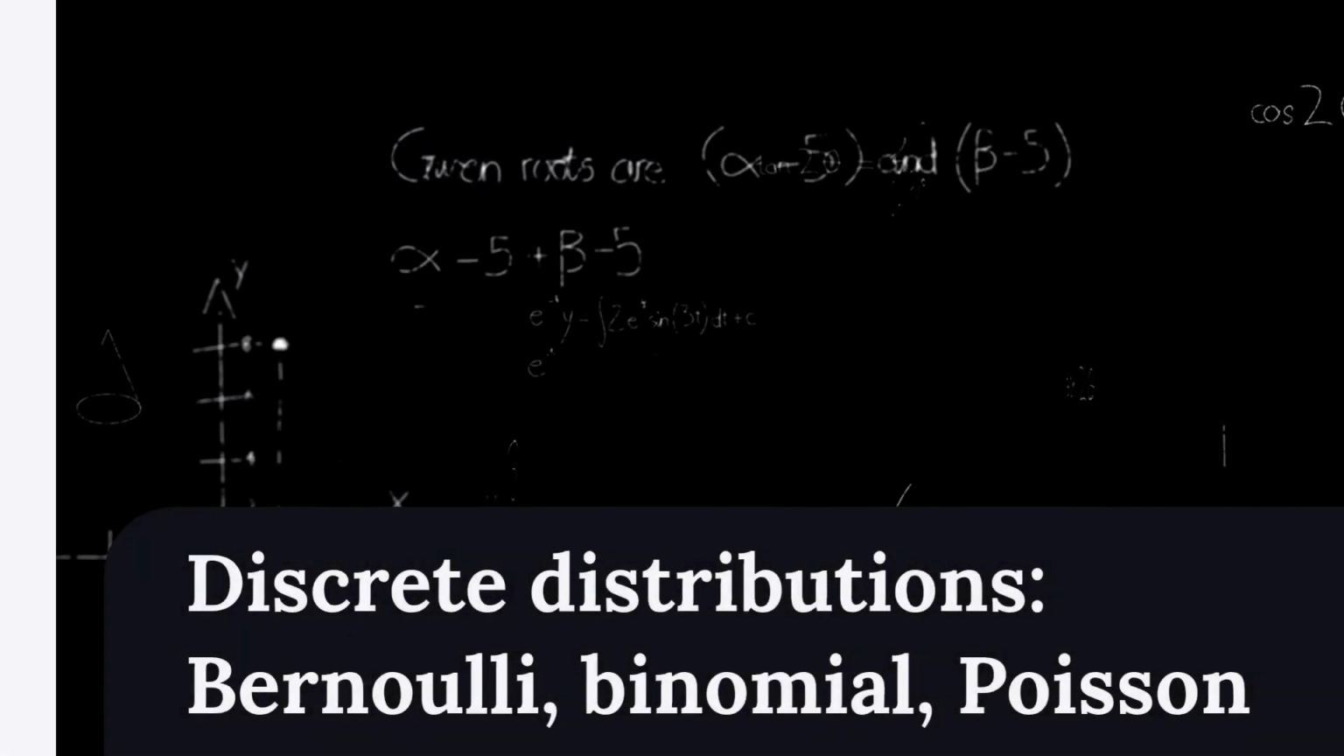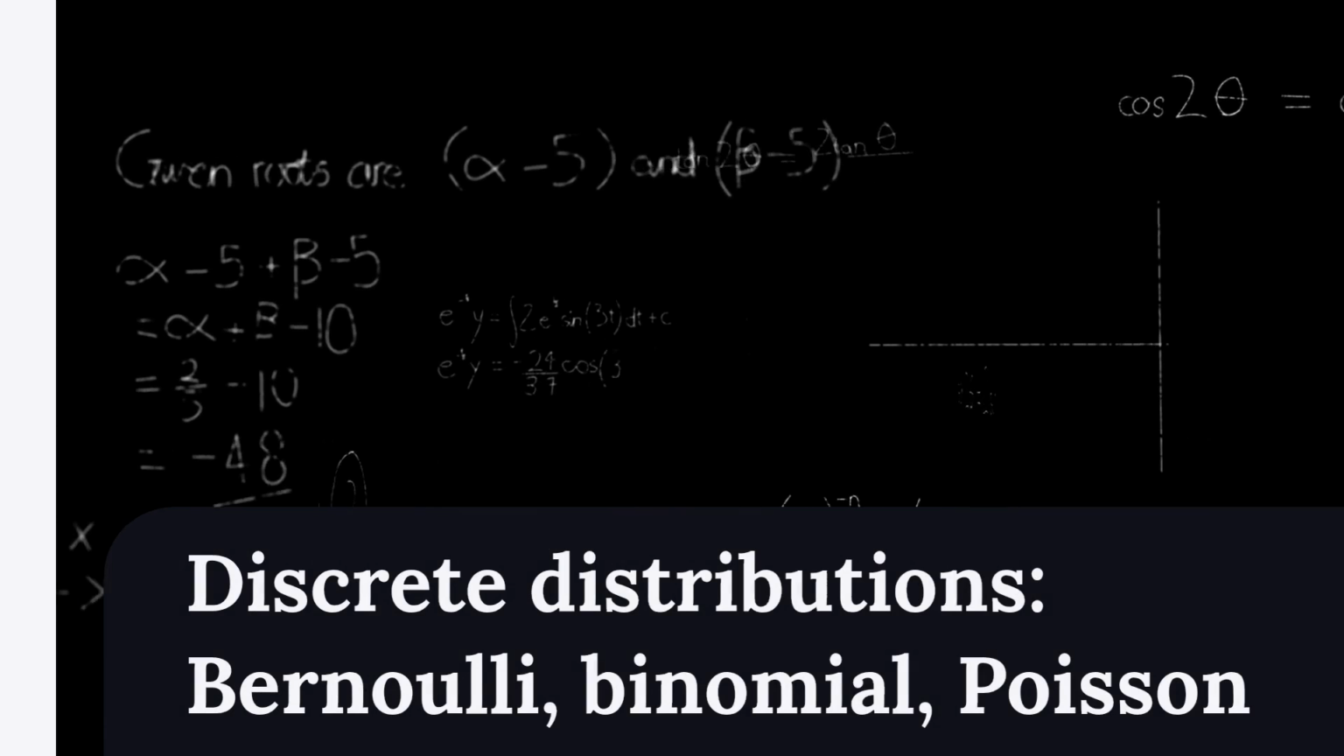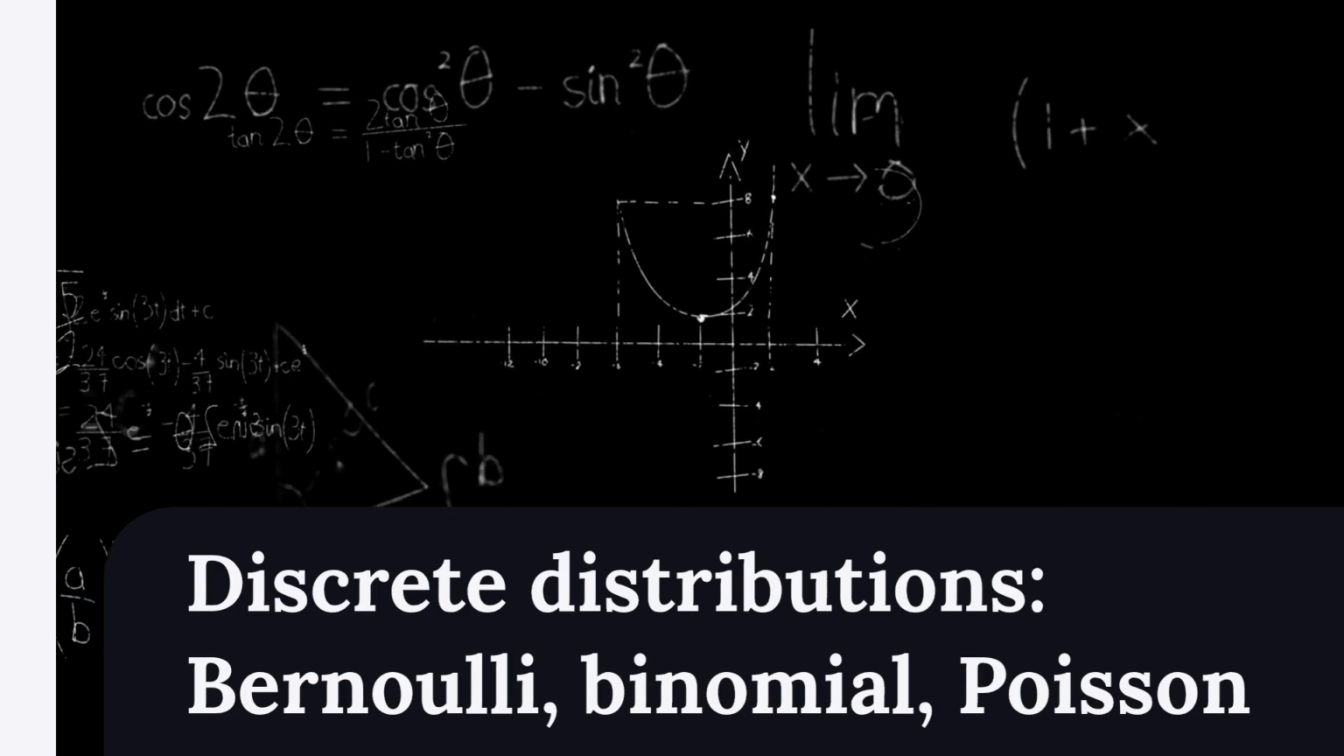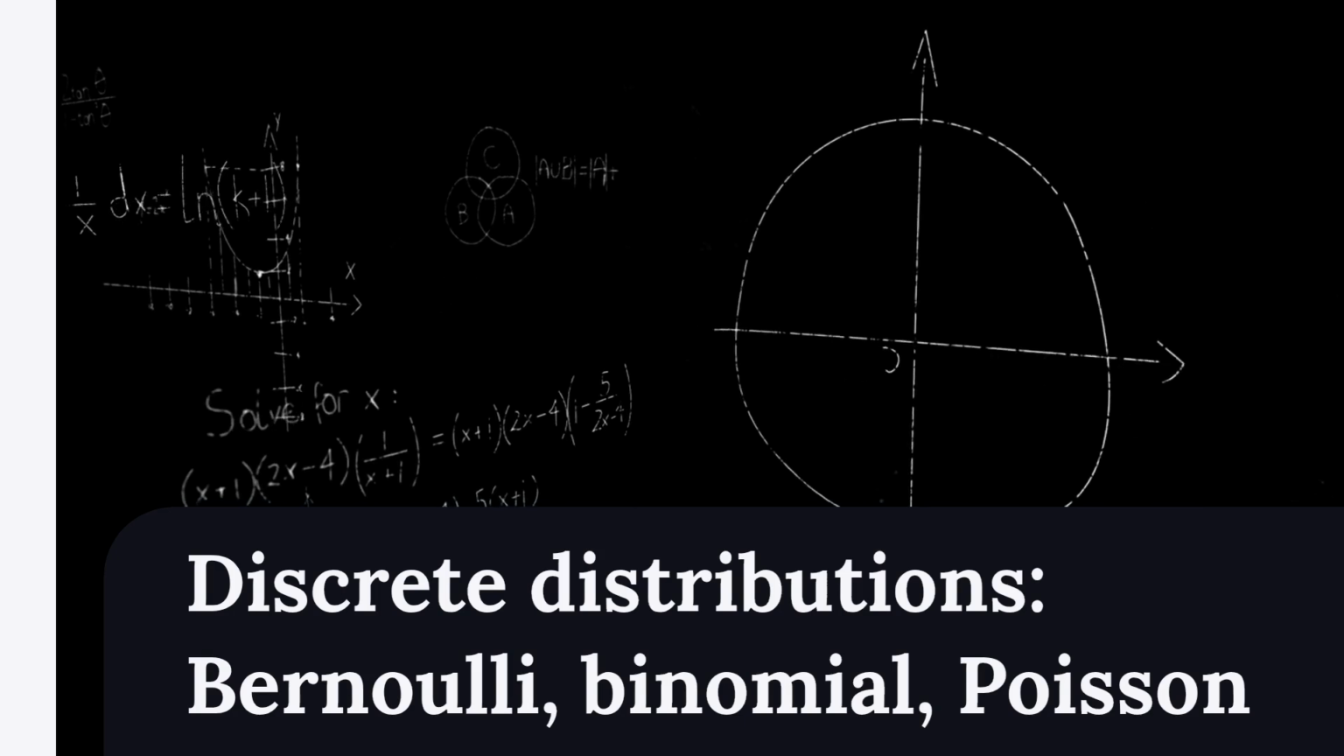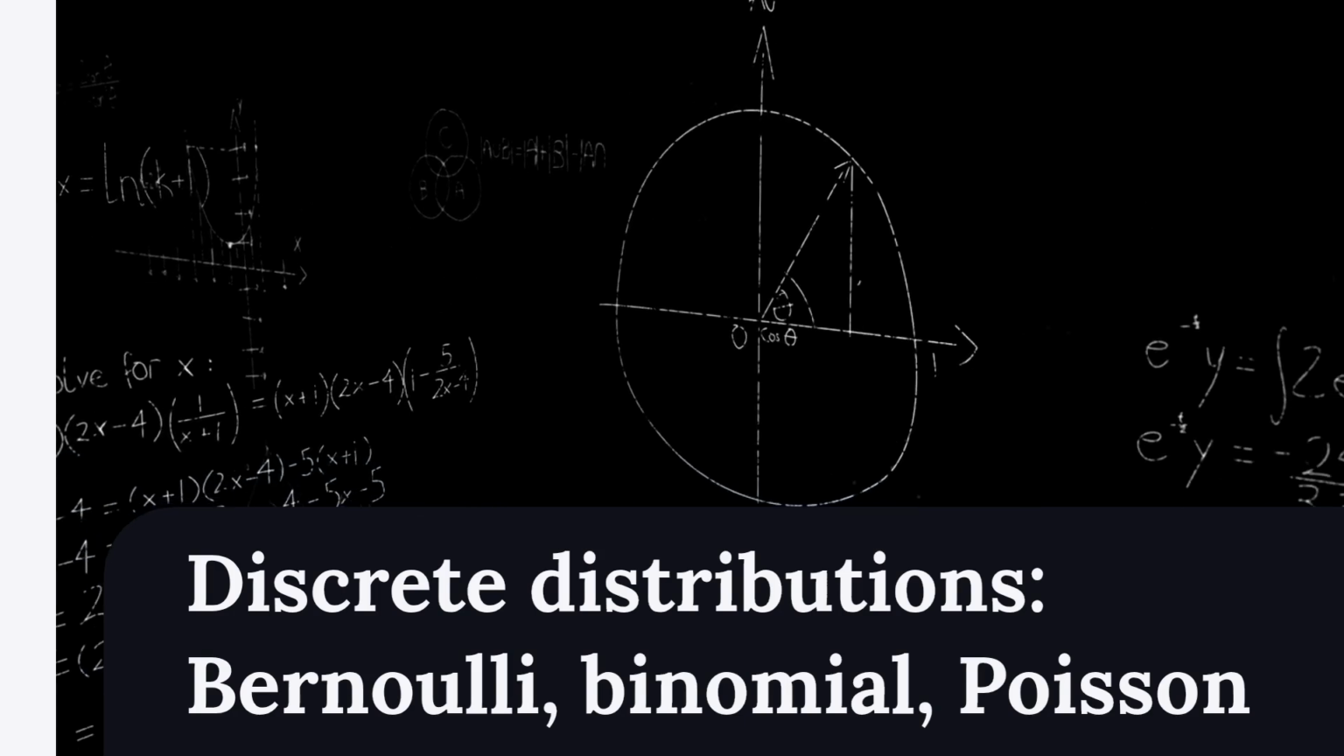Discrete distributions include Bernoulli, binomial, and Poisson types. Bernoulli models single trials with two outcomes. Binomial extends to multiple independent trials. Poisson describes event counts in a fixed interval. Each distribution has specific parameters and applications.